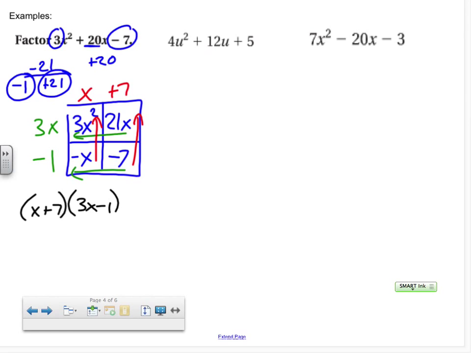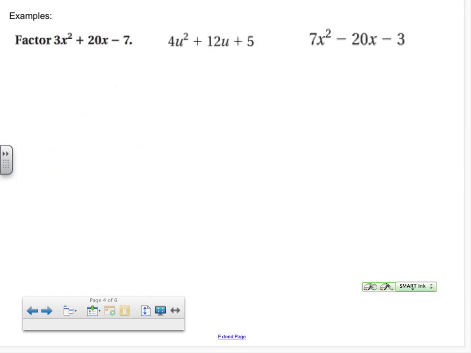Looking at our next question, our A and our C are 4 and 5, so we're going to see what multiplies to 20 and adds to 12. Again, start trying. 1 and 20 multiply to 20, but they add to 21, so it's not 1 and 20. 2 multiplies by 10 to get 20, and they add to 12, so it's 2 and 10.